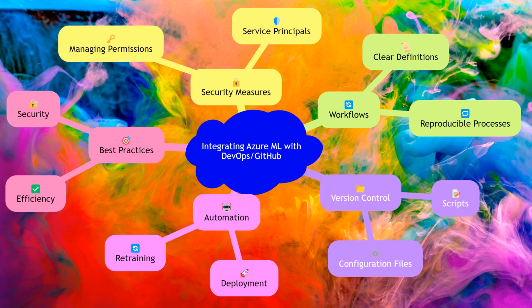Integrating Azure ML with Azure DevOps or GitHub requires careful planning and execution. Best practices include setting up robust security measures, such as using service principals and managing permissions to protect your resources. Additionally, it's important to define clear and reproducible workflows, use version control for scripts and configuration files, and automate as much of the process as possible. By following these best practices, you can ensure that your machine learning models are deployed and retrained efficiently and securely.